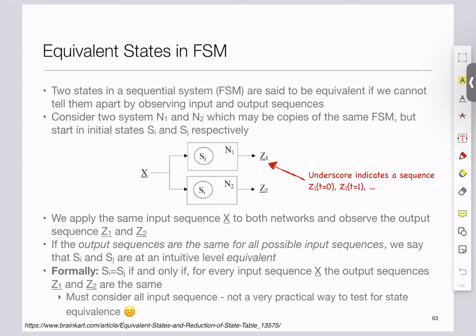And intuitively, I was walking through last time how we could define equivalent states. So the first notion was that if I look at two systems, imagine the system were to start in state SI and SJ. Imagine I take two copies of the same system, same hardware, and at t equal to 0, I start.